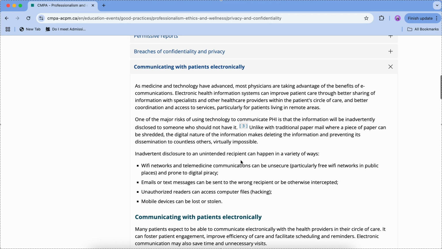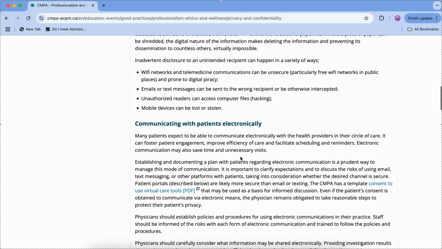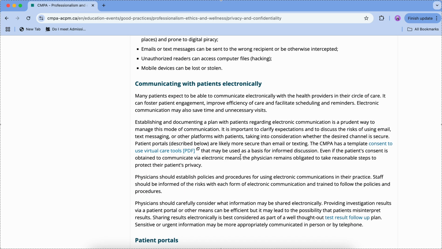Now, communicating with the patients electronically, what does that mean? Many of our people and healthcare professionals are trying to be more virtual. That helps everybody's time, everybody's efforts, and that can communicate to different people in two different regions and places. So many patients expect to be able to communicate electronically with the health provider in their circle of care. It can foster patient engagement, improve efficacy of care, facilitate scheduling and reminders. Electronic communications may also save time and unnecessary visits, for sure.